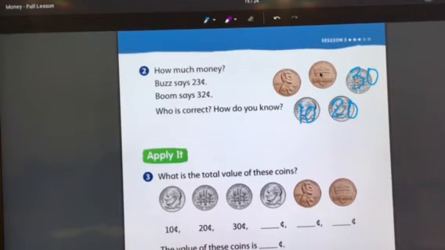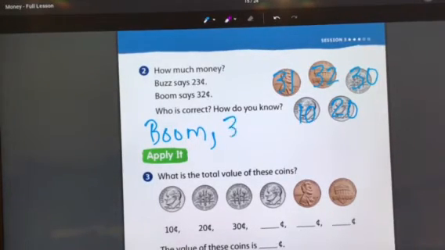Now you have to go to your pennies. You're going to start counting by ones. So you're going to continue on with 31, 32. Okay, so who is correct? Buzz says 23 cents. Boom says 32 cents. Who is correct? I hope you said Boom. Boom is correct. How do we know?